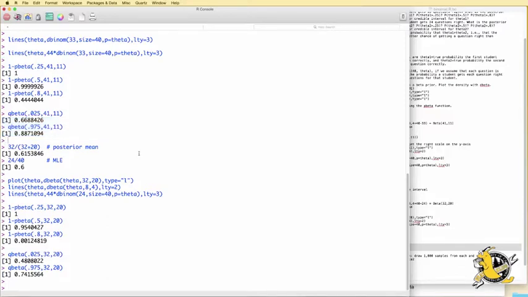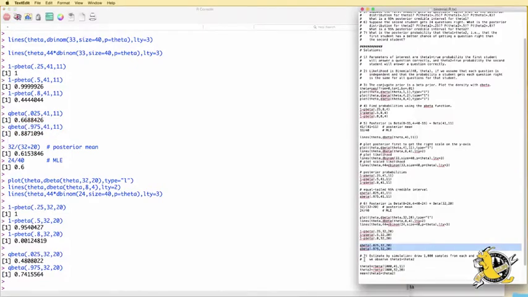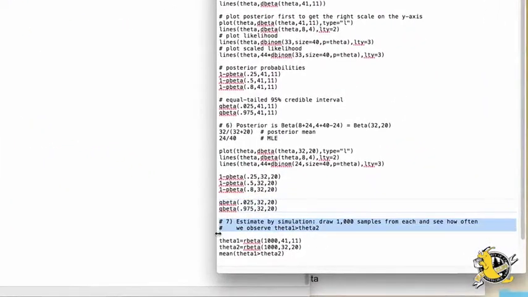This would be difficult to do in closed form, so we're going to do it by simulation. We're going to draw 1,000 samples from each posterior distribution and see how often we observe theta 1 greater than theta 2. So I'll use the R rbeta function to generate random samples from the first beta distribution and from the second beta distribution, and then we'll look at whether theta 1 is greater than theta 2. R will evaluate this statement as an indicator function, so it will be 1 when it's true and 0 when it's false. So if we take the average of those indicator functions, that will give us an empirical probability that theta 1 is greater than theta 2.